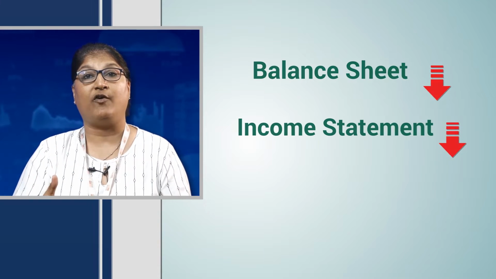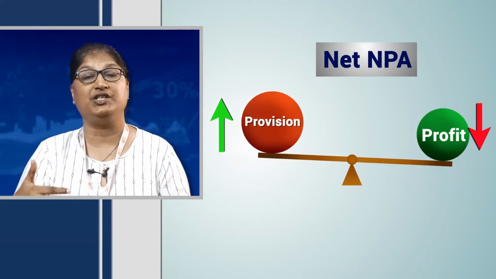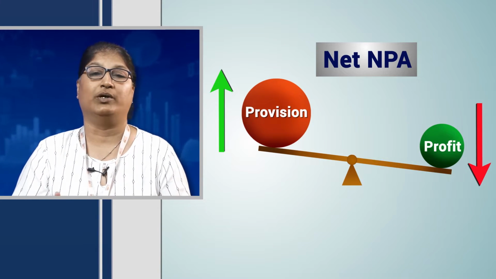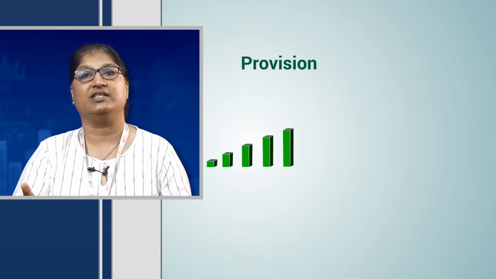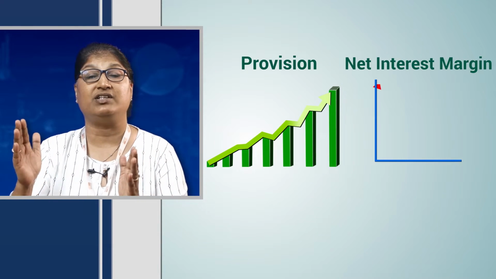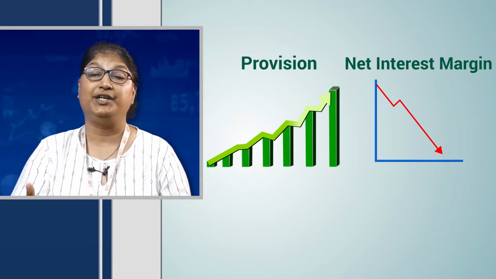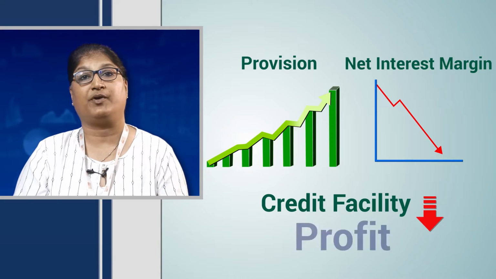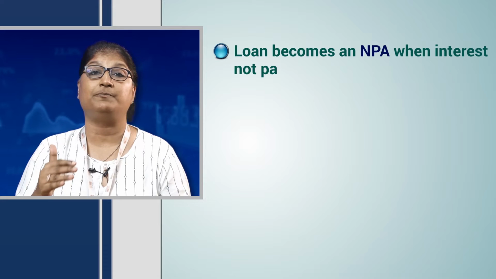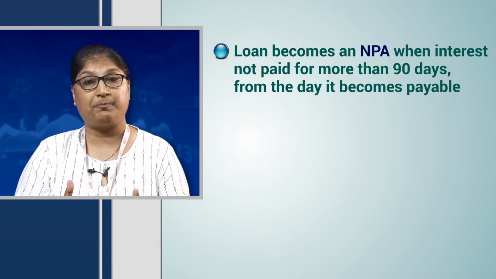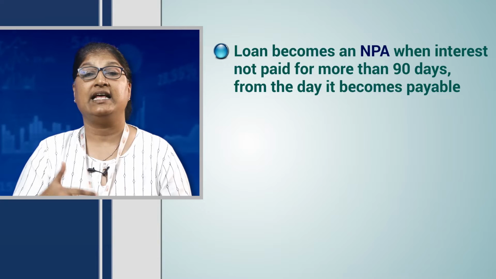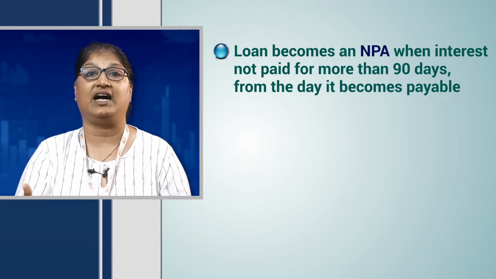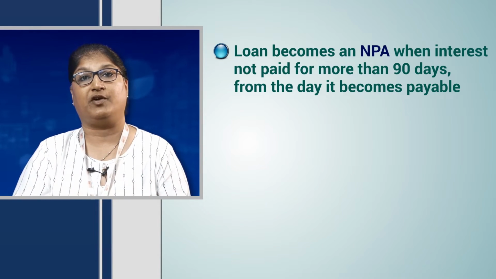statement in the form of reduction in interest earned on loan assets or increase in provisioning of NPAs and lower profits. Increase in provisions impacts the bank's net interest margin growth and thus reduces the bank's overall credit facility and impacts its profits. Now, if interest or installment on the principal amount of loan becomes payable for more than 90 days, then such accounts are classified under NPA or non-performing assets.